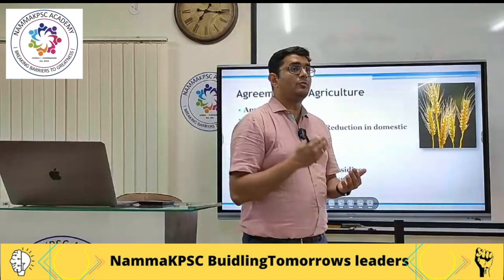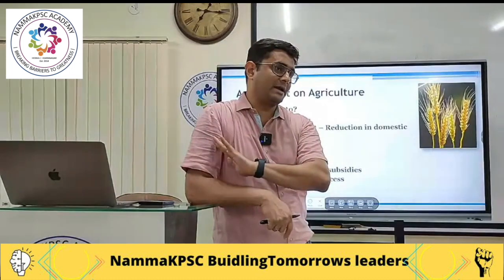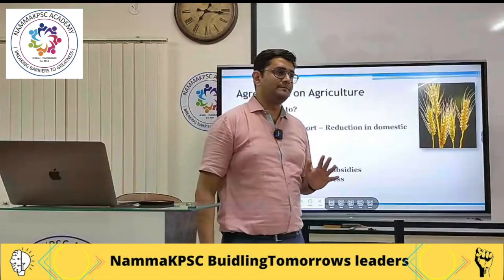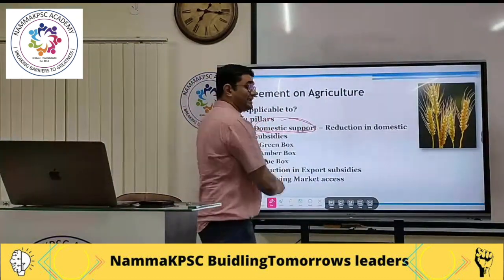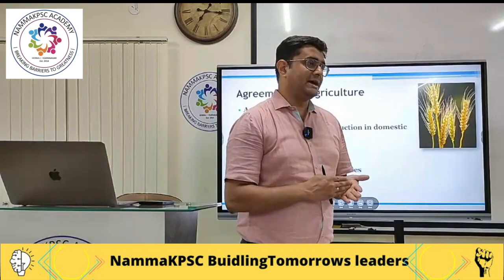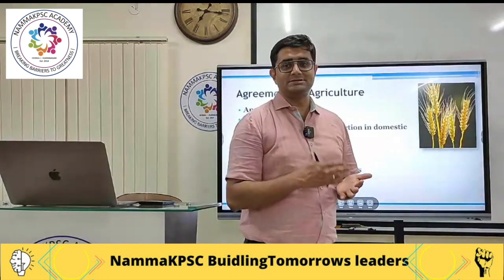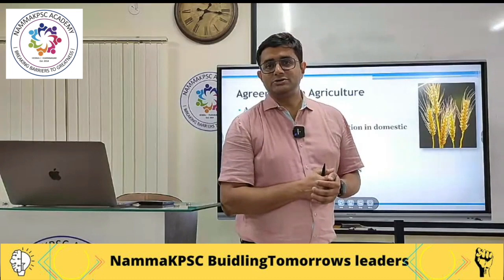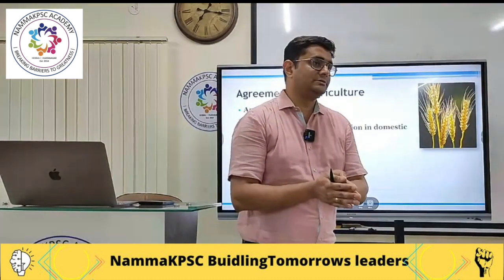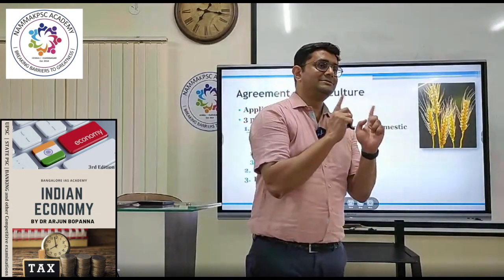So the same thing when we apply here, what does the agreement on agriculture want to do? It wants to reduce the tariff and eliminate the non-tariff barriers. There are three pillars relating to the agreement on agriculture. The first one is elimination of trade distorting domestic support. The agreement aims at eliminating trade distorting domestic support to its farmers. Every member country has to remove trade distorting domestic support. Domestic support means subsidies given to farmers which affect the trade.